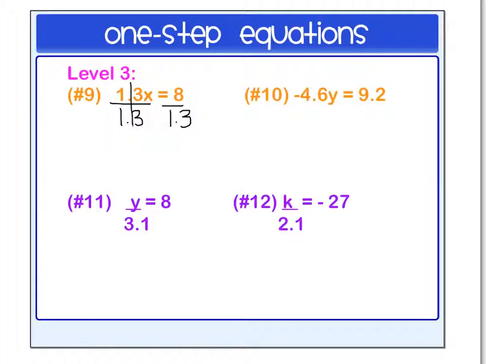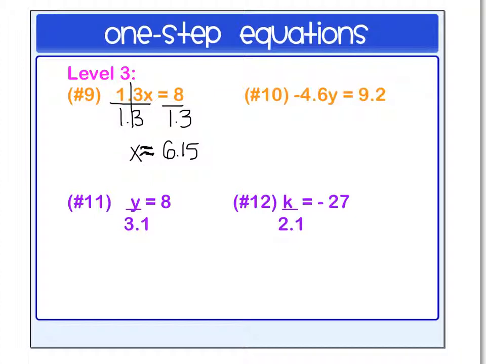1.3 over 1.3 is 1, and x equals 8 divided by 1.3 gives us approximately 6.15. It does continue on, so what I'm going to do is make this equal sign into a squiggly equal sign, which means approximately, and that lets everybody know that it's not exactly 6.15.